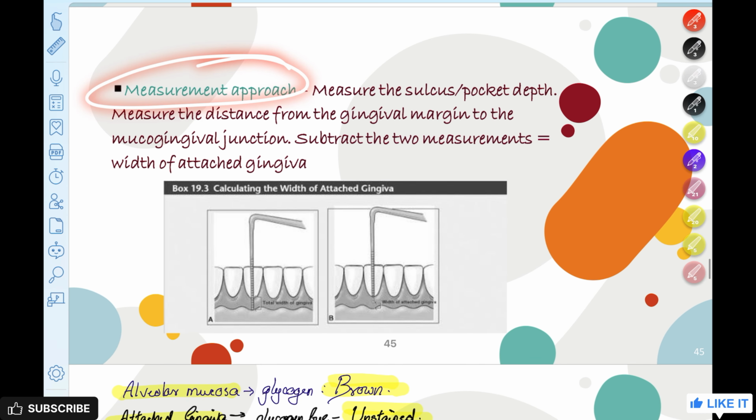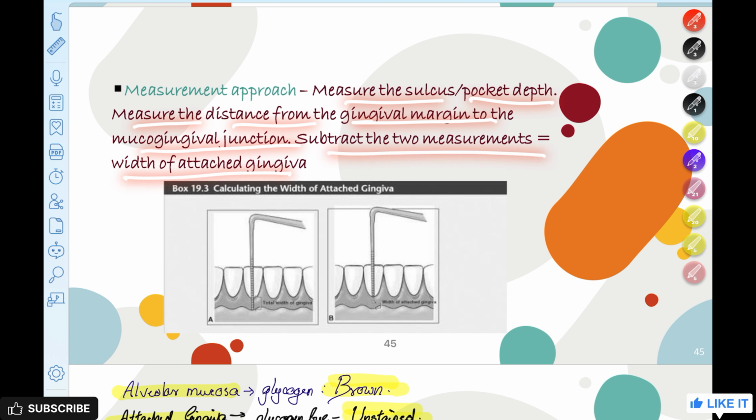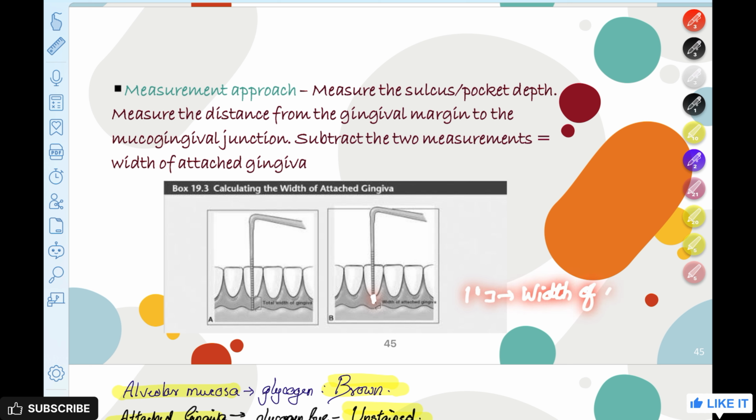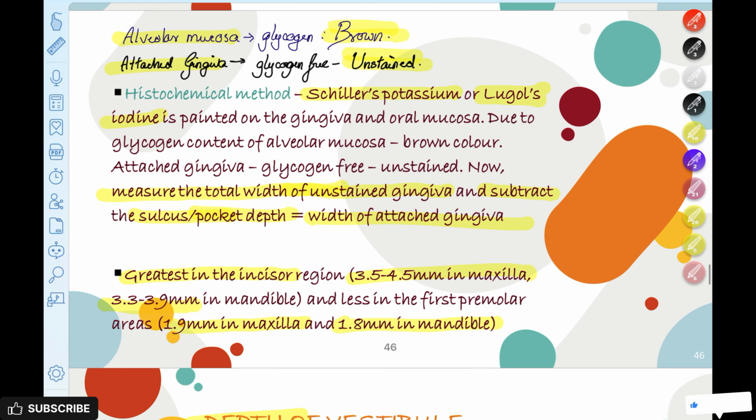Now, measurement approach. How to measure it? Measure the sulcus or pocket depth. Measure the distance from the gingival margin to the mucogingival junction. Subtract the two measures to get the width of gingiva. Very simple. This is the gingival margin to the mucogingival junction, and this is the sulcus depth. So whole minus sulcus depth, we get the width of attached gingiva. Simple.